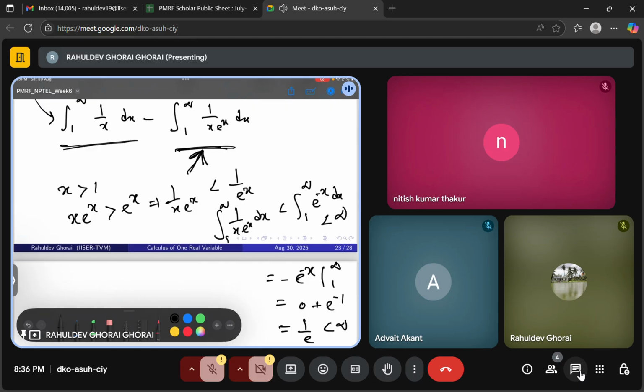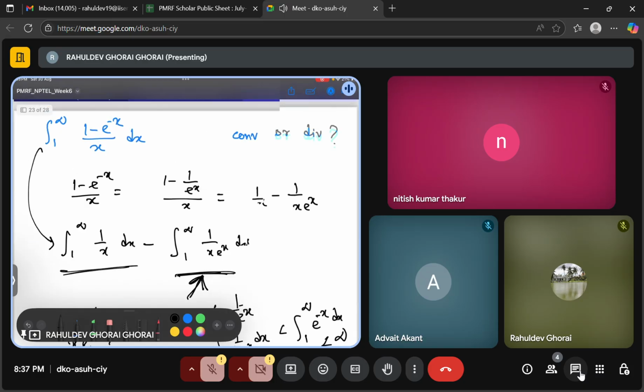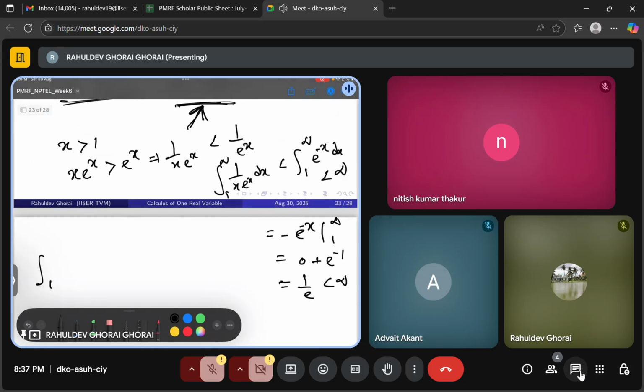If the second term was divergent, you wouldn't know, something might happen. But its first term is convergent and the second term is divergent, so we can say that the whole term diverges. So this integration from 1 to infinity of 1 minus e to the power minus x over x diverges.